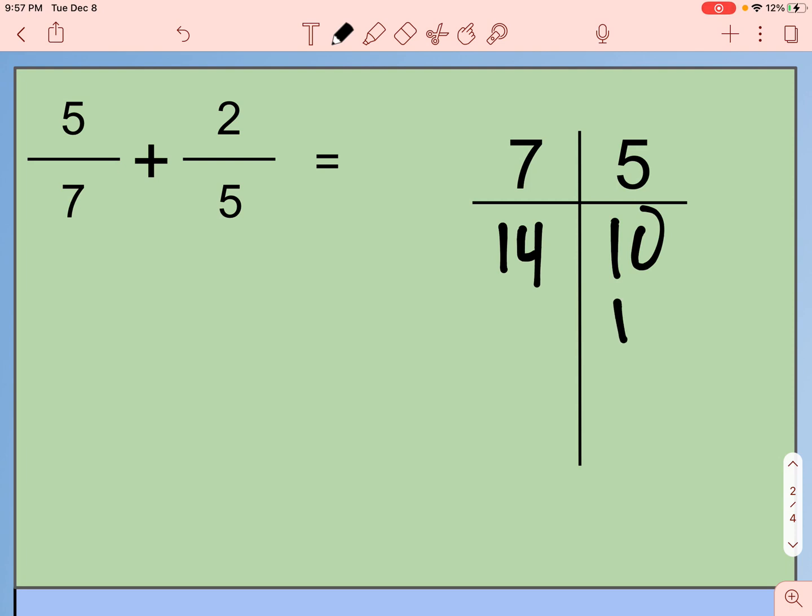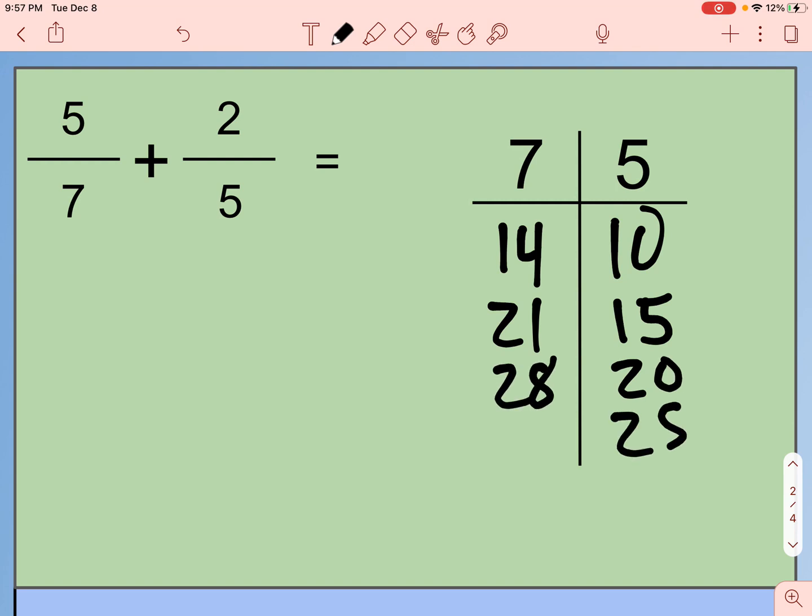5, 10, 15, and then 7, 14, 21, 5, 10, 15, 20. This would be 28, 25. This would be 30, and 35. So I just counted by 5s and counted by 7s. That's it. And whatever you need to do to figure that out best, whether it's using a table of multiples in your notebook, that's fine. But we're just counting by 5s and counting by 7s.